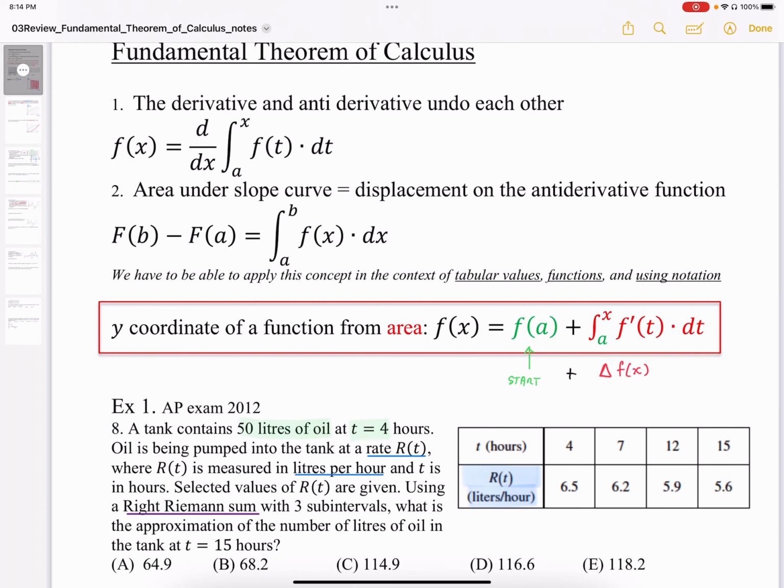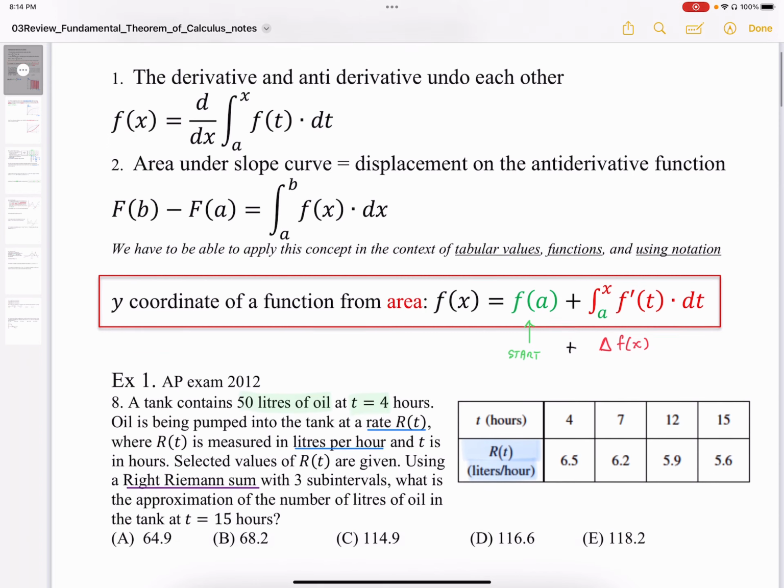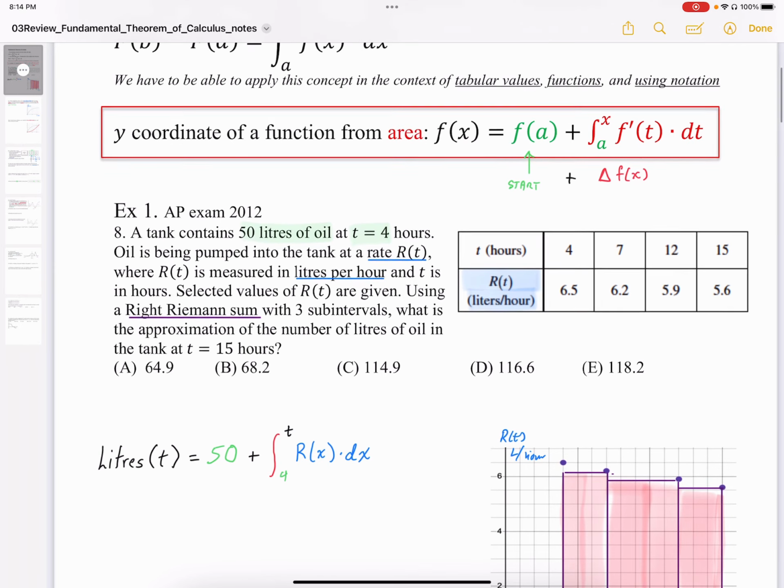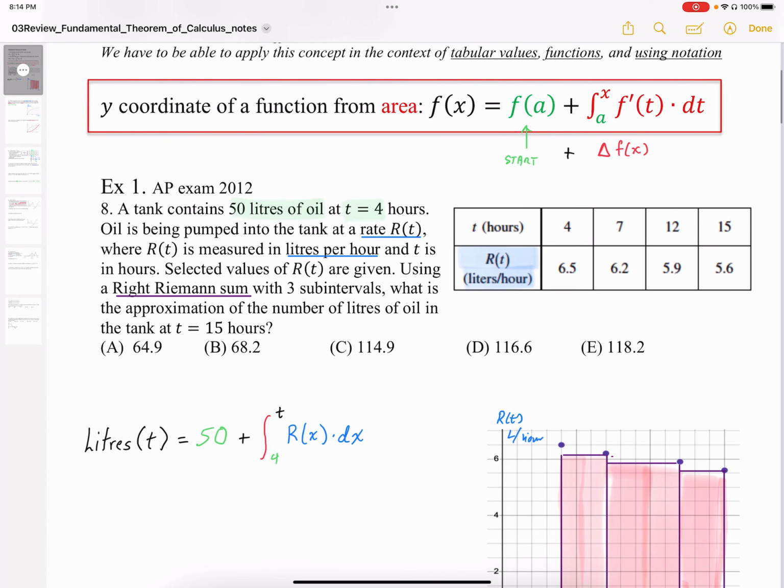Example 1 is an AP exam question from 2012. It says a tank contains 50 liters of oil at t equals 4 hours. The oil is being pumped into the tank at a rate, so R is a rate function, where R of t is measured in liters per hour and t is in hours. So we have selected values of R in the table, and using a right Riemann sum with 3 subintervals, what is the approximation for the number of liters of oil in the tank at 15 hours?